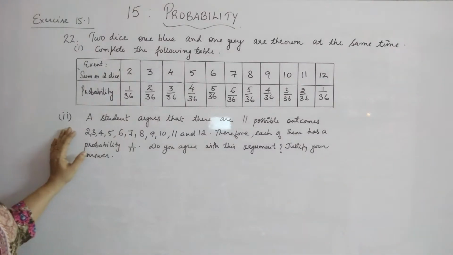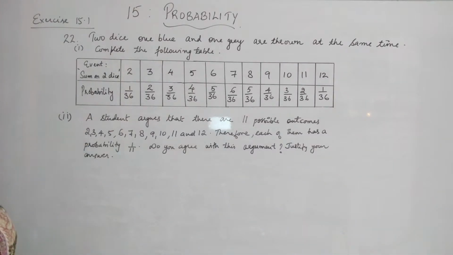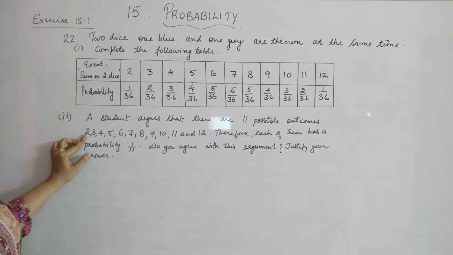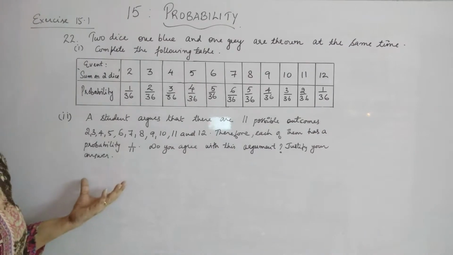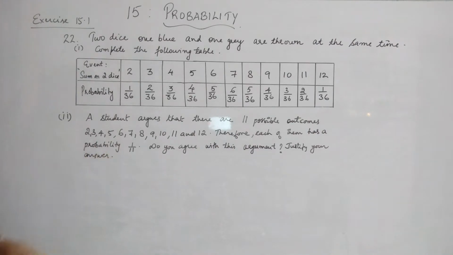Now the second part of the problem is, a student argues that there are 11 possible outcomes, 2, 3, 4, 5, 6, 7, 8, 9, 10, 11 and 12. Therefore each of them has a probability of 1 by 11. Since they are 11 in number, the student is arguing that each should have an equal chance to occur, that is, the probability should be equal for each of them. Do you agree with this argument? Whether you agree or not, justify your answer. You have to give the reason why.